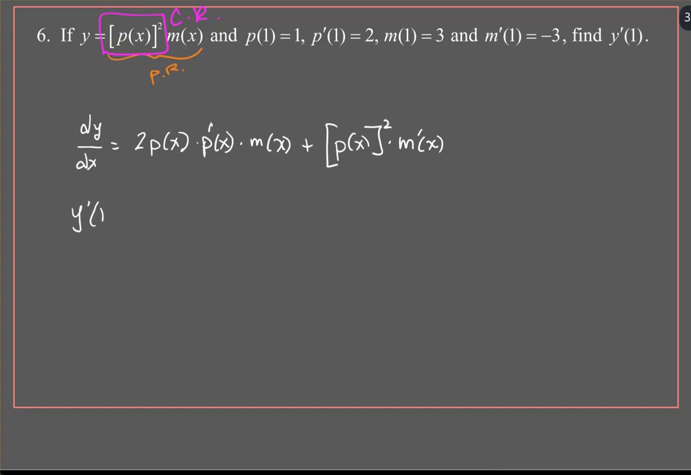So y prime of 1 is 2, p of 1 is 1, p prime of 1 is 2, and m of 1 is -3. Plus p of 1 is 1, squared is 1, m prime of 1 is -3. Sorry, this m of 1 is 3, so that had to be a 3 there, not a -3. I did the derivative. M of 1 is 3. So therefore, when I calculate all this out, that's 6, 12. 12 minus 3 is 9. So that's going to give me 9 as the answer.